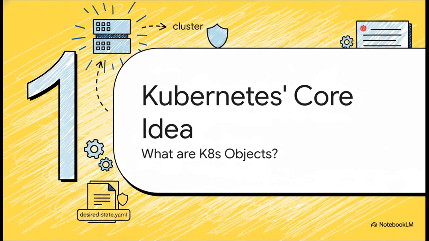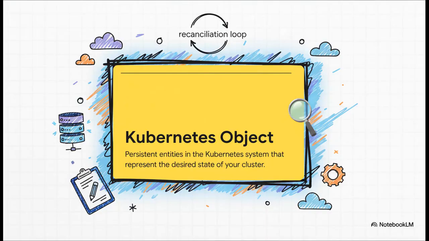We're going to start with the single most important concept in all of Kubernetes, the idea that really drives the entire system. So what is a Kubernetes object? Well, at its core, you can think of it as a saved record. It's kind of like a contract you make with your cluster. It's a file that lives inside Kubernetes and describes exactly what you want to be happening at all times, from the apps you're running to how they can talk to each other.